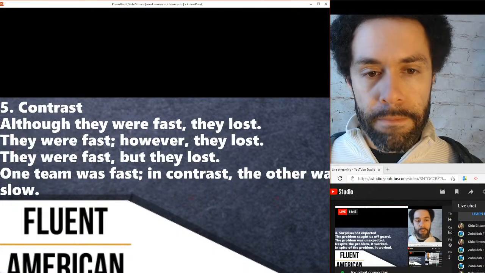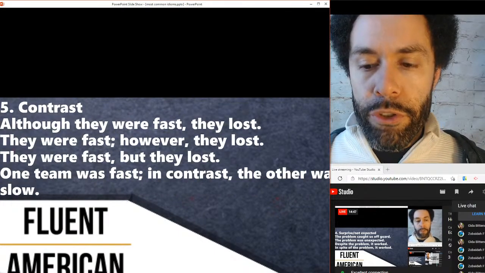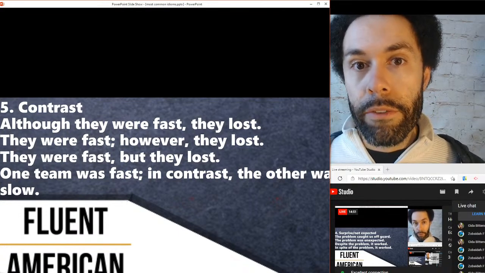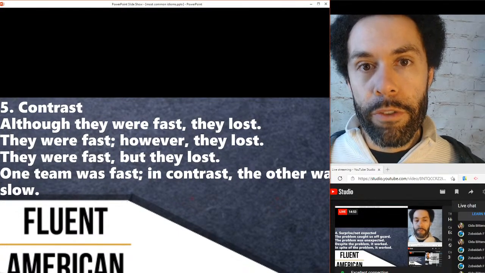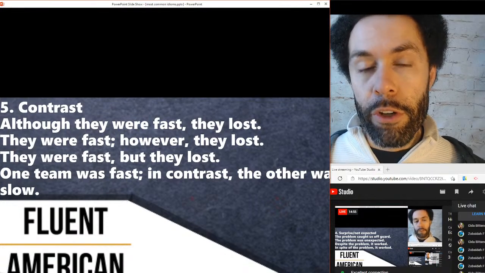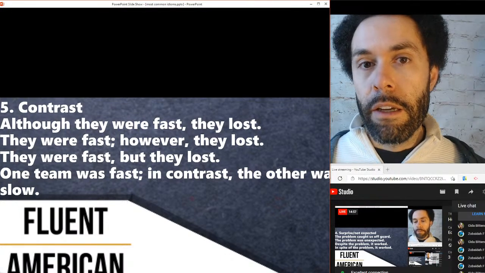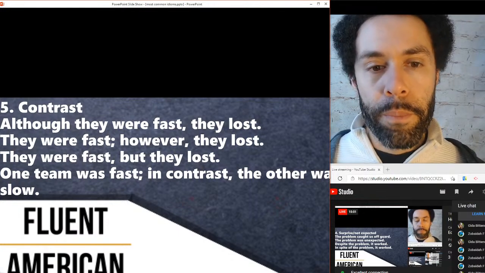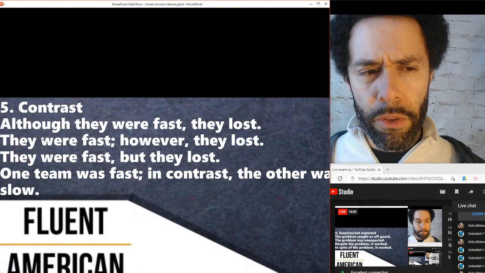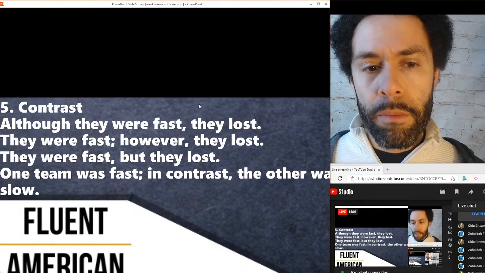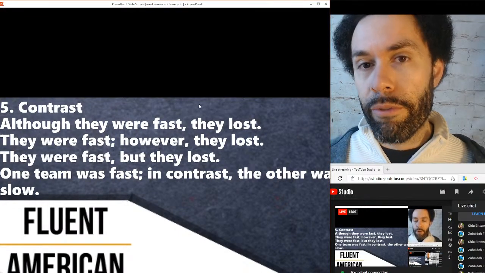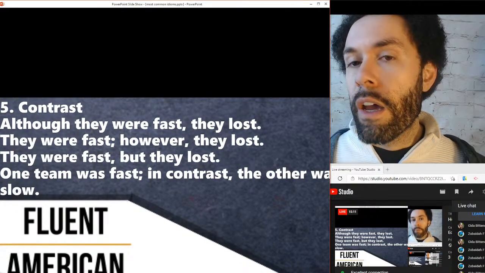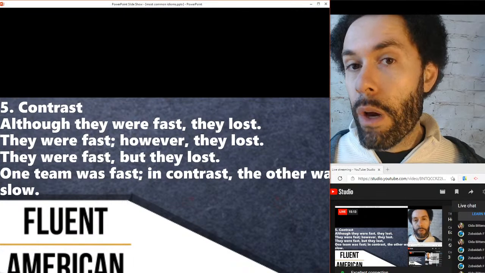Next, maybe you're just trying to show contrast. Okay, you're trying to compare two things. Again, maybe you're analyzing research, explaining research, and there were two separate things that you're trying to compare and show the differences for. Some phrases you could use, for instance, like although. So, for instance, although they were fast, they lost. Another one, however. It's like they were fast; however, they lost.